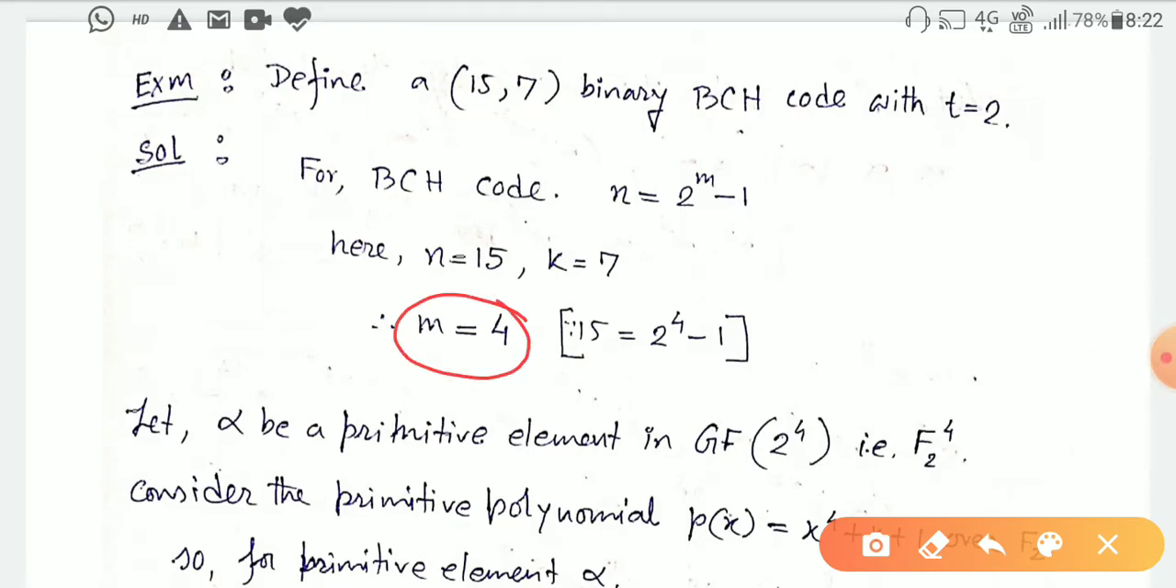So we have a total of 4 pieces of information: one, m is equal to 4; two, t is equal to 2; three, n is equal to 15; and four, k is equal to 7.